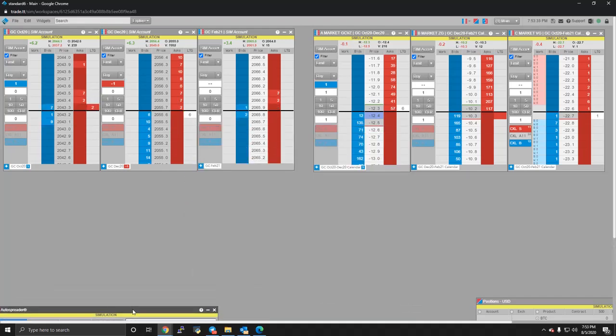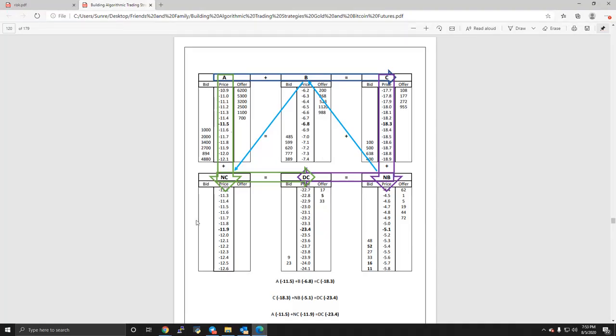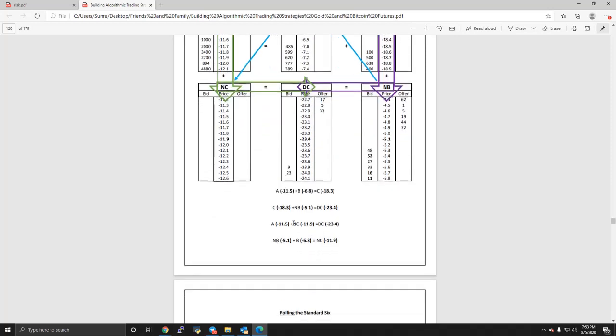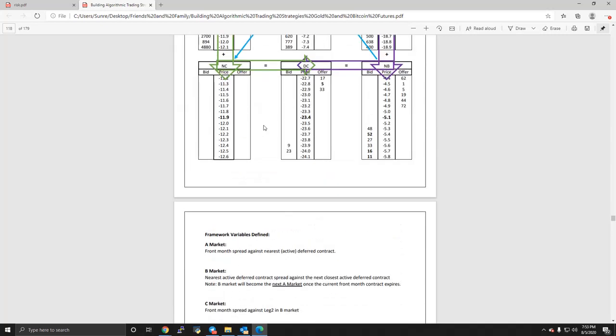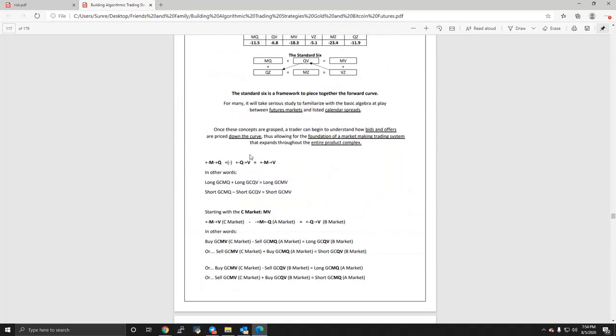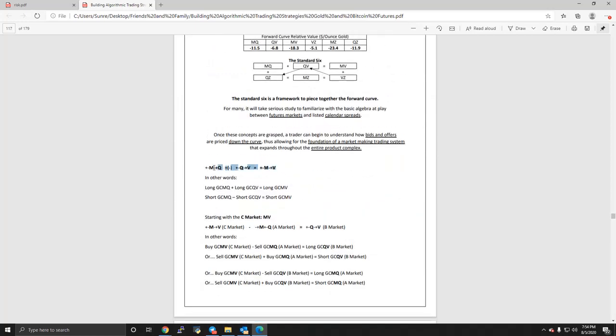All right, now we talked about the standard 6: the A market plus the B market equals the C market. C market plus the new B market equals the double C market. The A market plus the new C market equals the double C market. The new B market plus the B market equals the new C market. And we walked through the math. We defined the variables. We walked through the math on why this is true based on the calendar spreads. If you're long the A, long the B, you're long the C, and vice versa. If you're short the A, you're short the B, you're short the C.